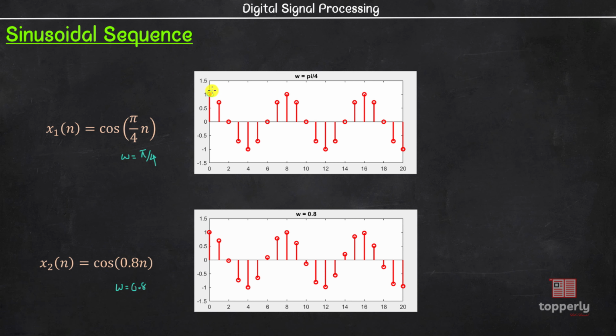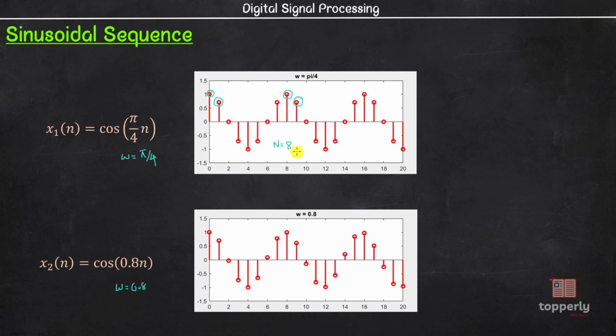This sample repeats again here, this sample repeats again here, and so on. So, this is a periodic sequence with a period 1, 2, 3, 4, 5, 6, 7, and 8. So, a periodic sequence with a fundamental period capital N is equal to 8.